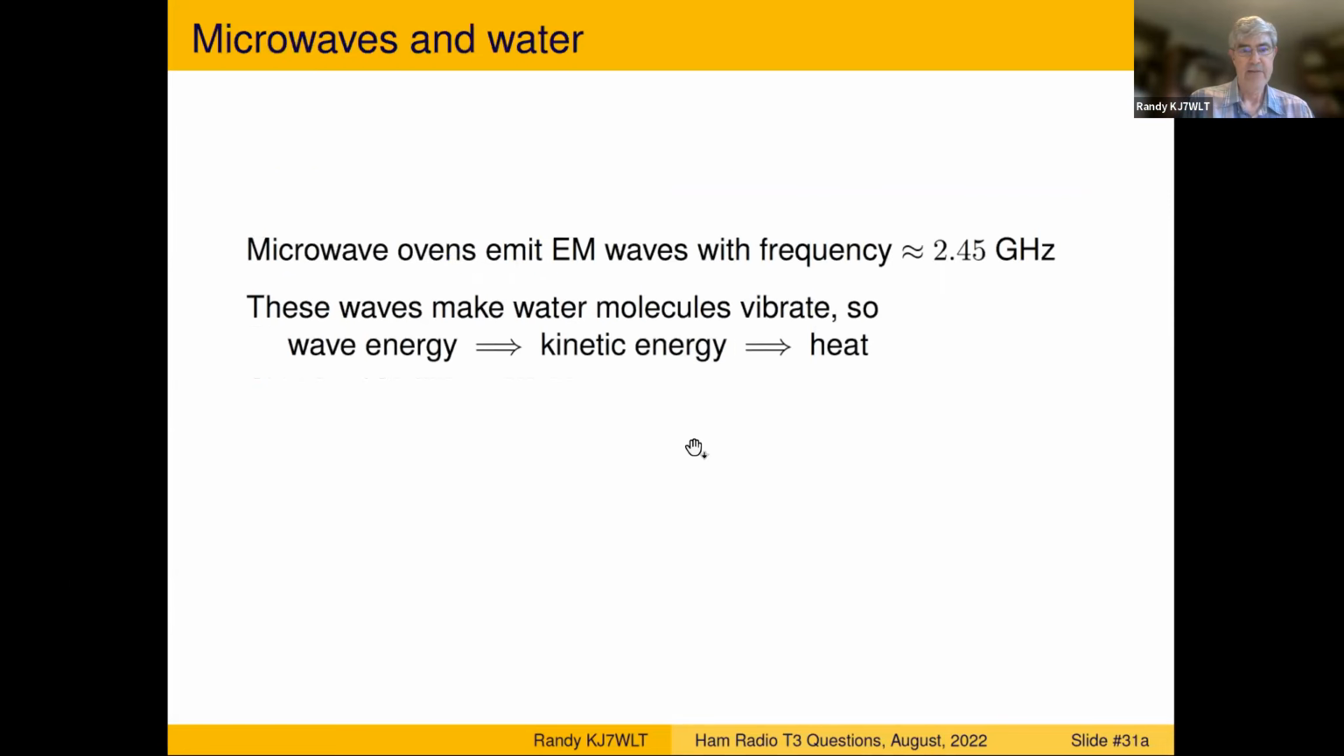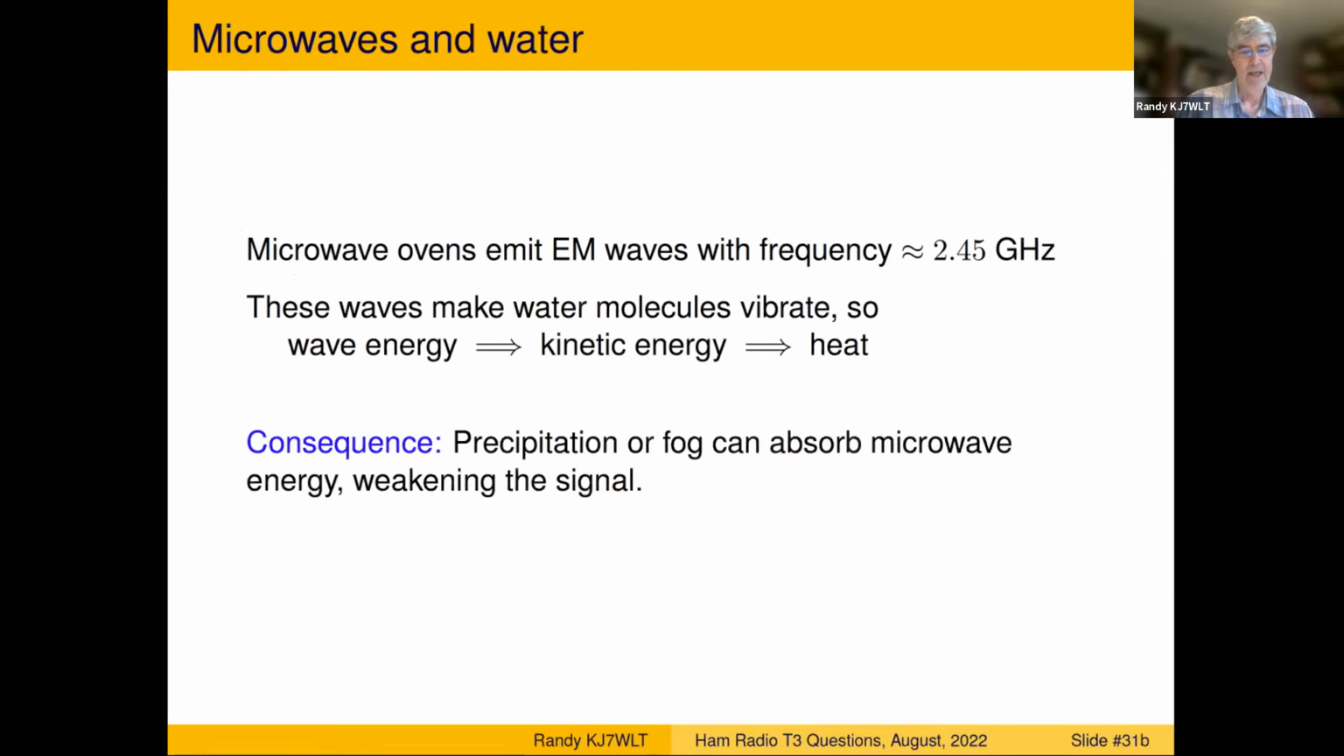And then I'm about out of time, but let me just mention another class of problems concerning microwaves, which isn't so much of interest maybe with a technician license, but there are some questions on the exam. So the important thing to remember here in doing these questions is that microwave ovens make water molecules vibrate. That means that the wave energy in the microwave is being converted into kinetic energy, which then gets converted into heat as those molecules slow down again. And so that's why you can heat up anything that has water in it very effectively in a microwave oven, but it doesn't heat things that don't have water in it.